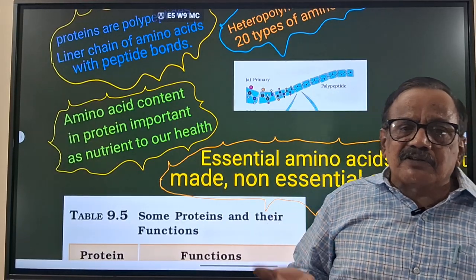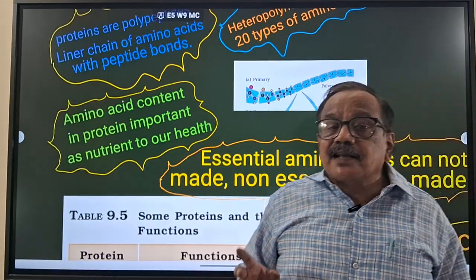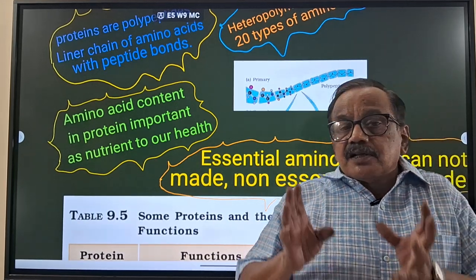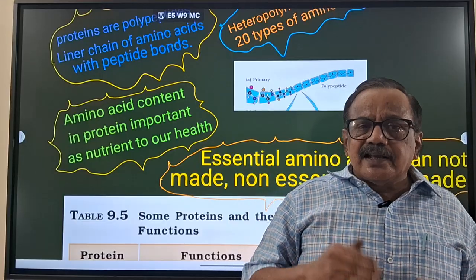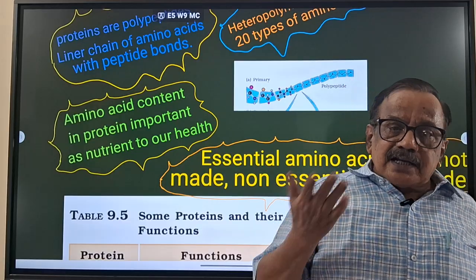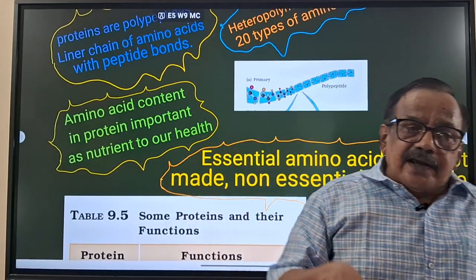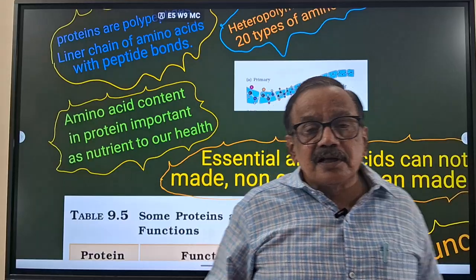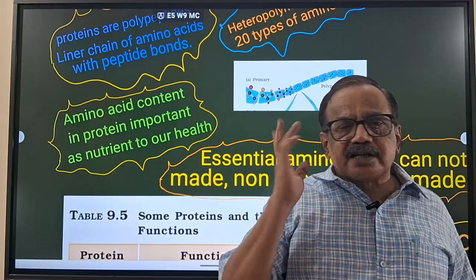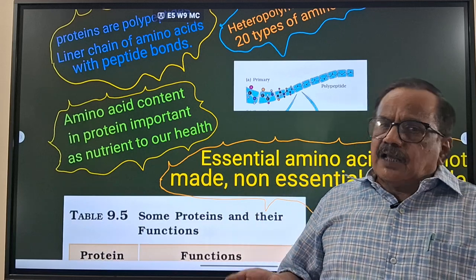How will it be? Amino acids are supplied from plants only. Plants synthesize all types of amino acids, but animals cannot synthesize all; they synthesize only some. The amino acids that animals can synthesize are called non-essential amino acids, and those which cannot be prepared are essential amino acids. Out of 20 in humans, 9 are essential, meaning we cannot synthesize them. 11 are non-essential, meaning we can synthesize them.